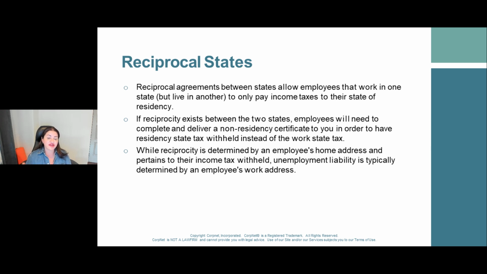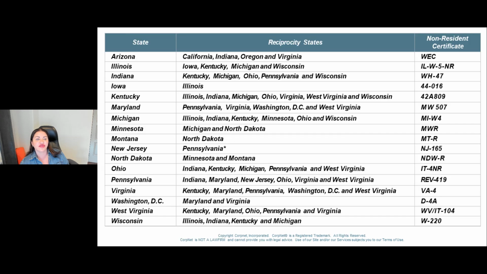While reciprocity is determined by an employee's home address and pertains to their income tax withheld, unemployment liability is typically determined by where the actual employee's work address is. So keep that in mind. The two are very, very different.